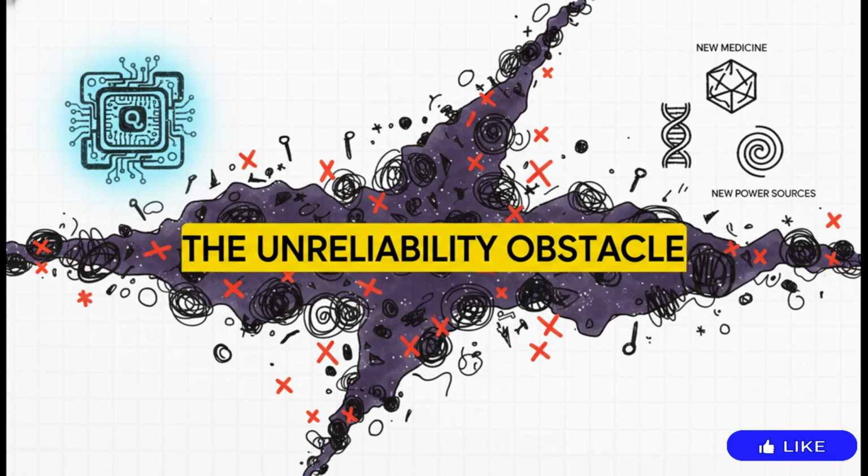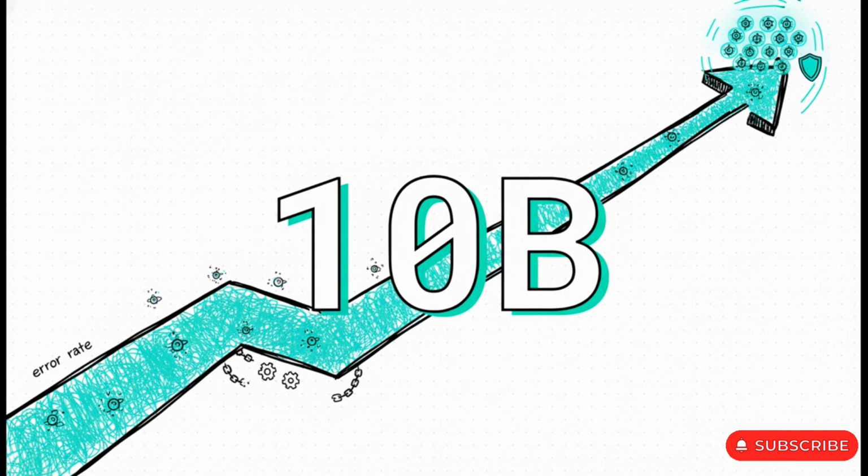But, and this is a huge but, there is a massive problem. For all their incredible power on paper, the quantum computers we can actually build right now, they make mistakes all the time. And these errors are pretty much the single biggest wall standing between us and that amazing future. And the scale of this problem is, well, it's just staggering.